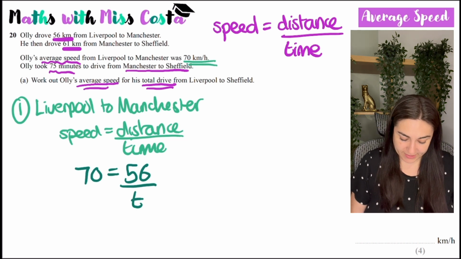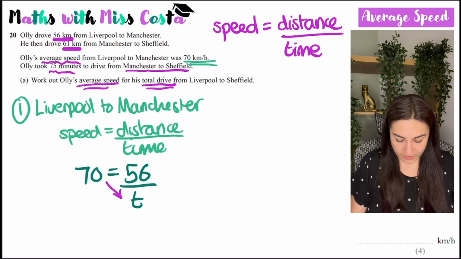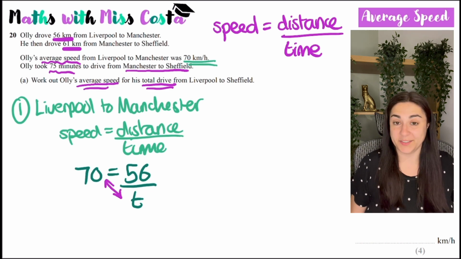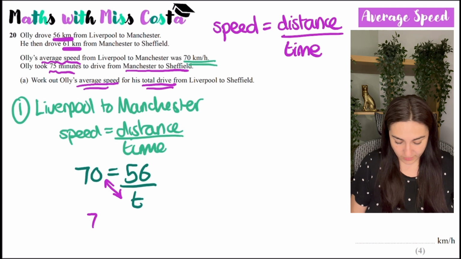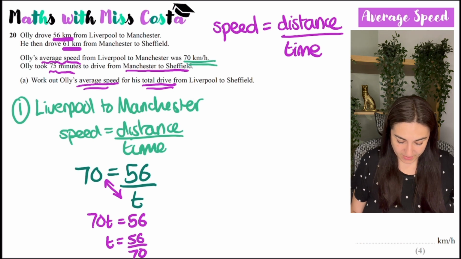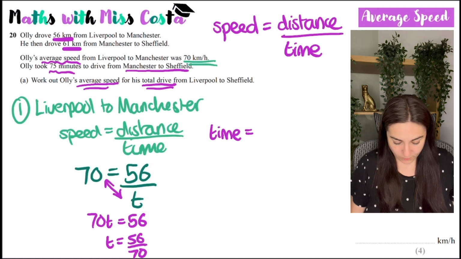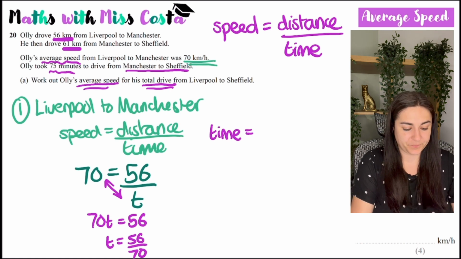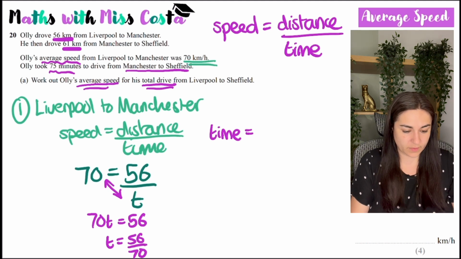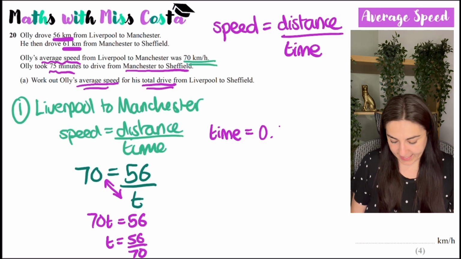So I could rearrange this equation. When I need to rearrange it and the subject is my denominator, I can just swap them over, or I can do it bit by bit. So I could have said 70t equals 56, and therefore t equals 56 over 70. But either way, the time it took him would be 56 divided by 70, which is 0.8 hours.